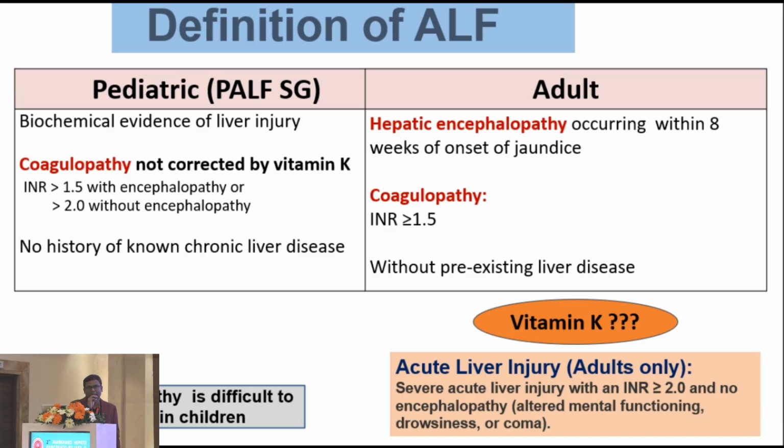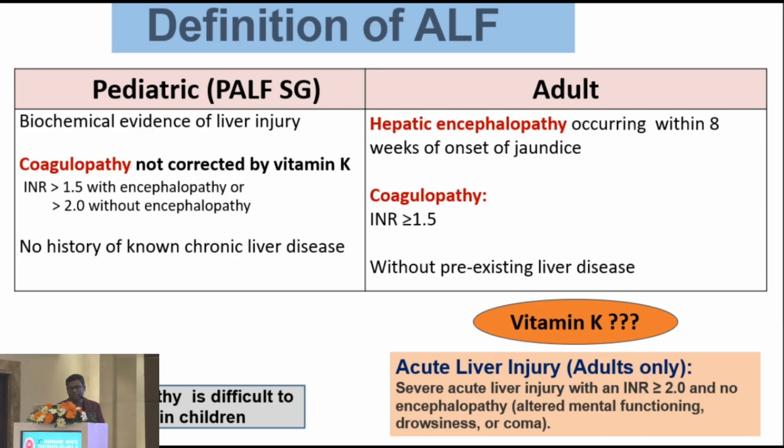That's the difference. In adults, it's an encephalopathy-based definition, but in children, we can even label it as pediatric acute liver failure without encephalopathy because of the difficulty in assessment of encephalopathy. And in adults, it's not a common practice to give vitamin K, but in pediatrics, we give vitamin K routinely at least. There is another definition that is called acute liver injury.